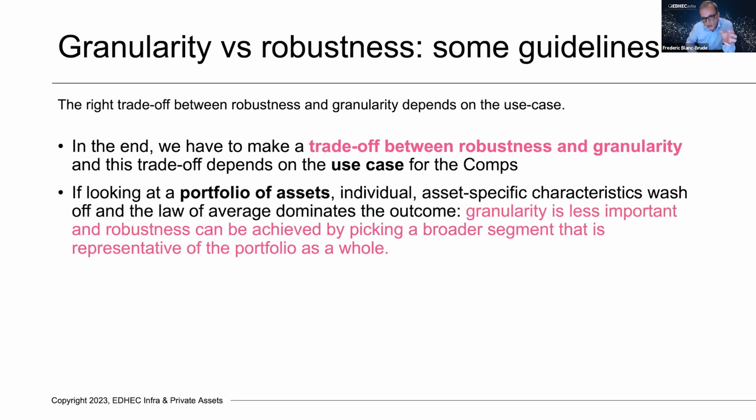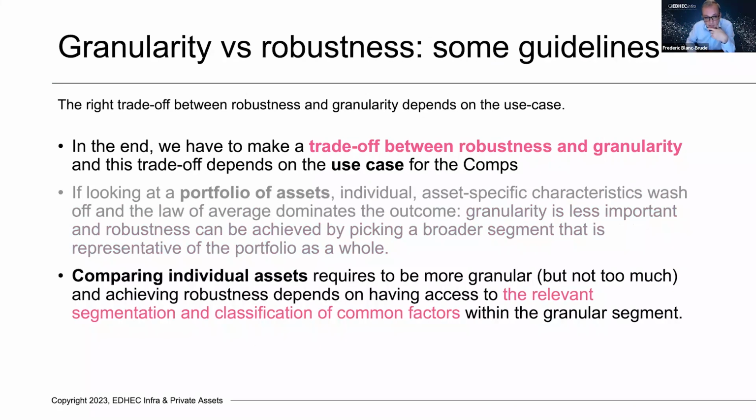If your use case is to look at a portfolio, then the law of large numbers, the law of averages, will dominate the results, so that plays in your favor. You can have less granularity as long as you find a segment which is representative of the portfolio as a whole, and then you can focus on robustness and have more data. We have an example like this to show you.